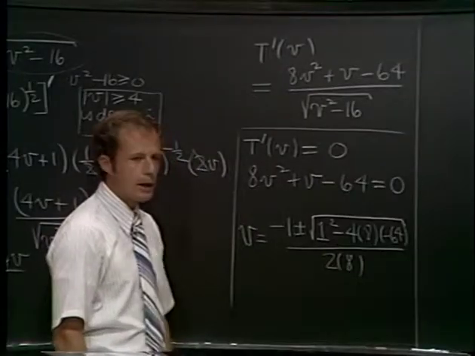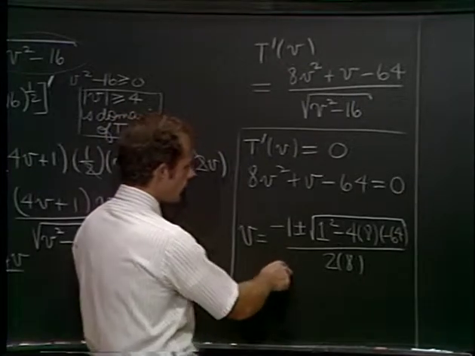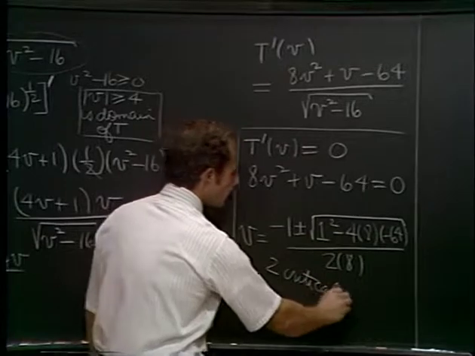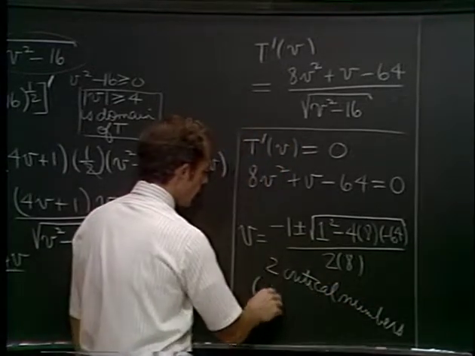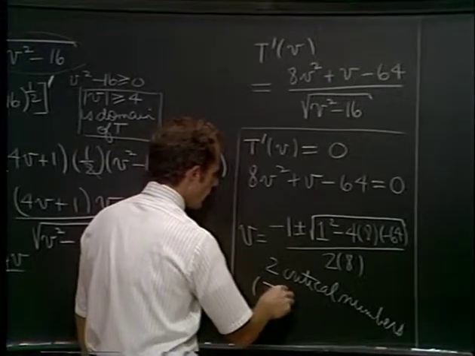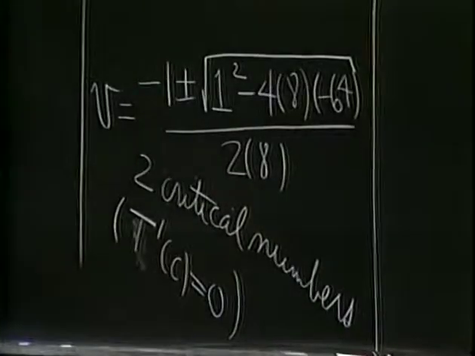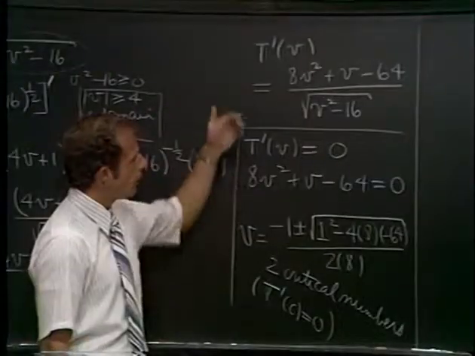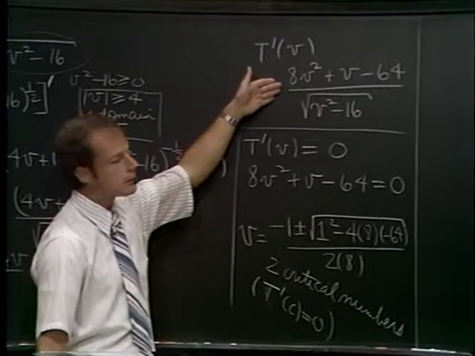And I don't propose to go on and compute that. Maybe it's simple, I don't know. But anyway, these are the two critical values, or critical numbers, I should say, corresponding to where t prime is 0. Okay, critical number is either where t prime is 0, at those two numbers, or where t prime doesn't exist because of whatever.